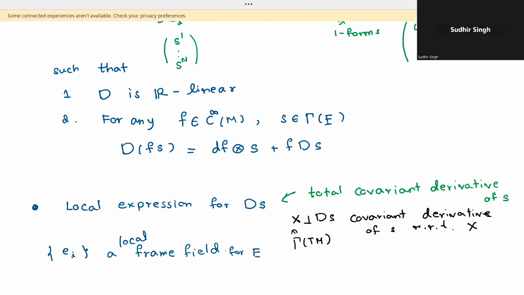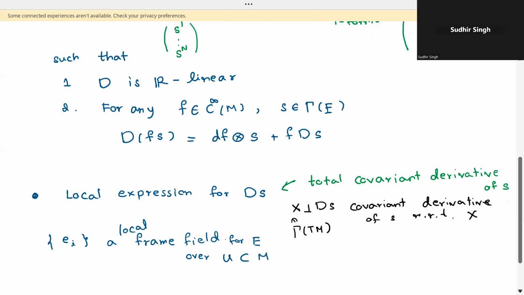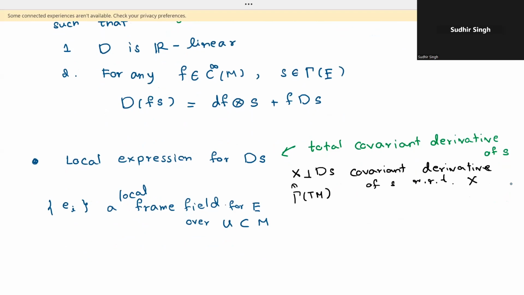For E over some open set U in the manifold. Okay. Then suppose the covariant derivative of, say, each element in the frame field, each section in the frame field. So what is this? This is an E-valued one form.